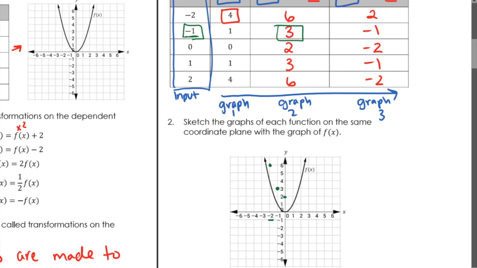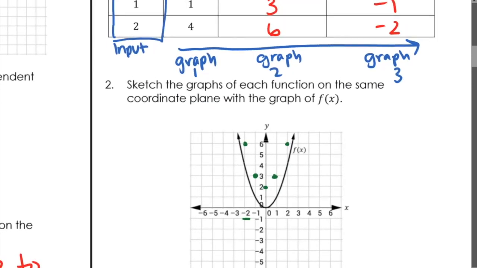The next one is 1 and 3. So 1 and 3. And the last one is 2 and 6. So 2 and 6. Notice how they get really, really close, but they never touch. So, draw my parabola.